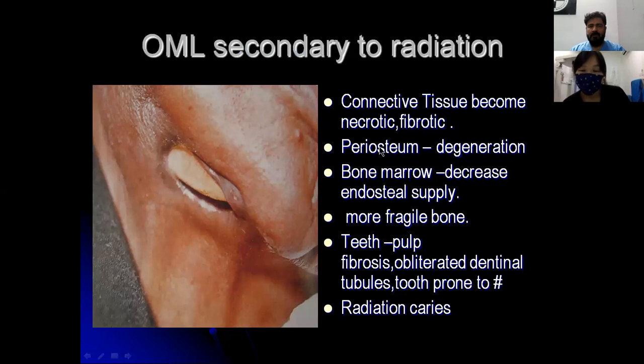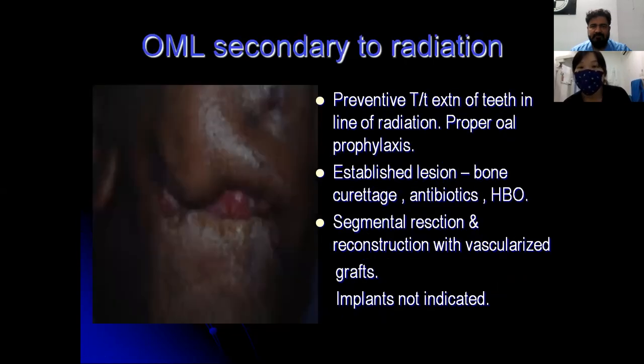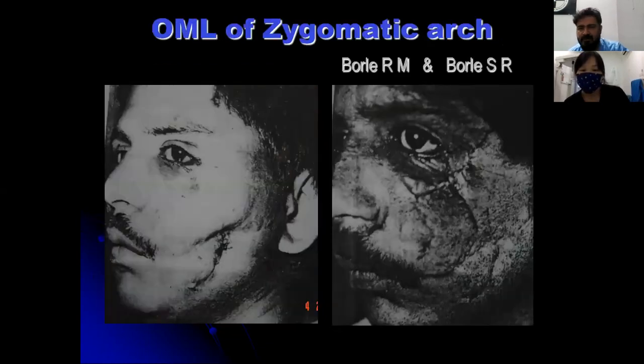Then osteomyelitis secondary to radiation, which is also known as osteoradionecrosis. Connective tissue becomes necrotic and fibrotic, the periosteum degenerates, and there is bone marrow necrosis. Now you can see the bone exposed here. There is radiation caries also. Again, due to radiation, these are post cancer cases. In these cases, implants are not indicated. Treatment is segmental resection and reconstruction with vascularized graft. Most of the time, they also fail.